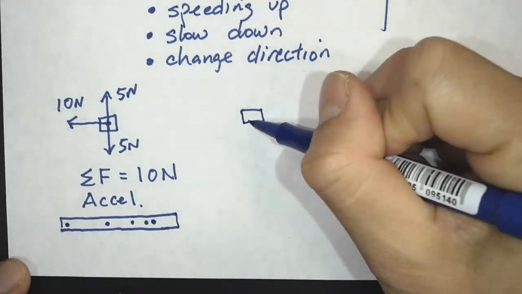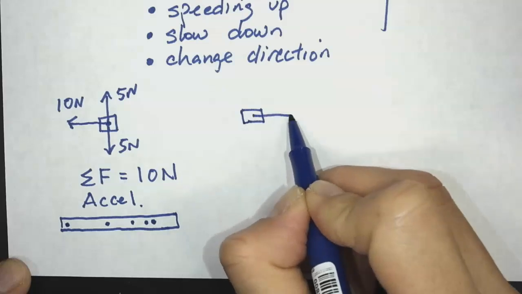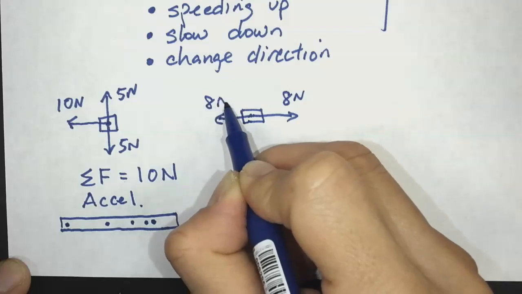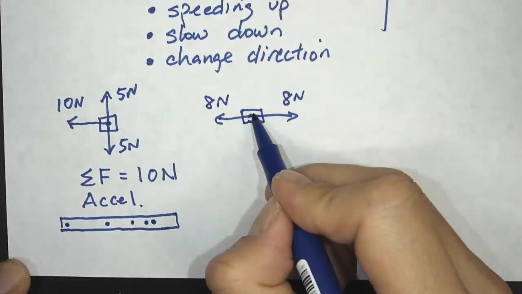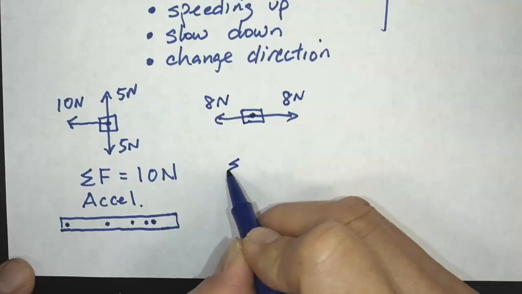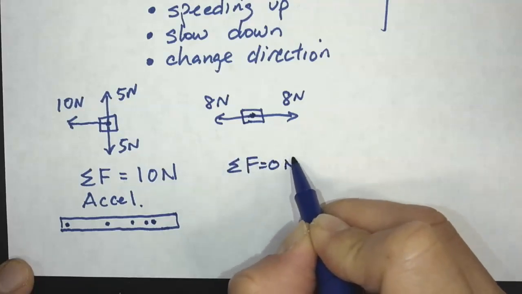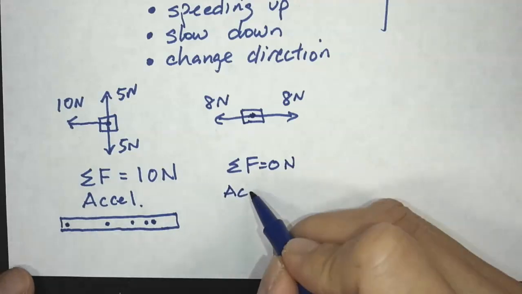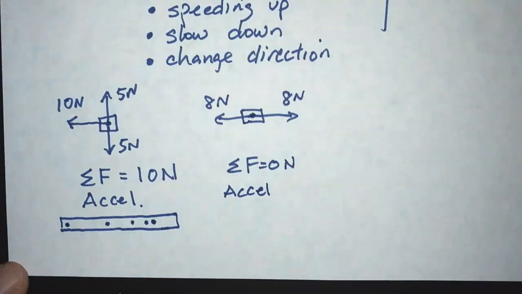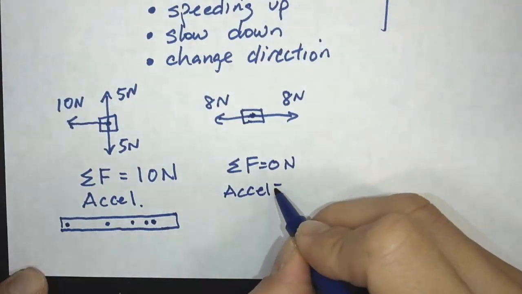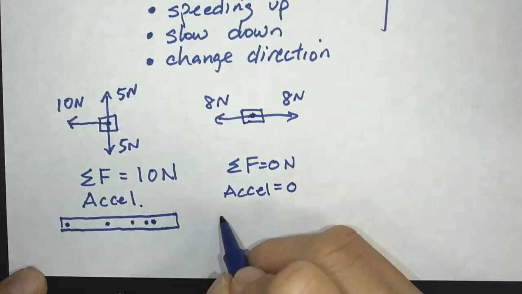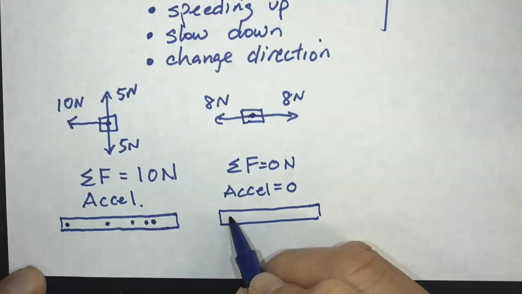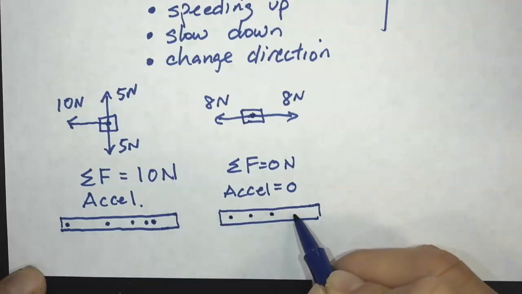Let's take a look at another situation here. We'll make this 8 newtons to the right and 8 newtons to the left. So this is a balanced situation. So the net force is going to be equal to 0. If the net force is 0, we know it's an equilibrium, and so the acceleration is going to be 0. So no acceleration. If I create a motion map for this, the dots would be equally spaced.